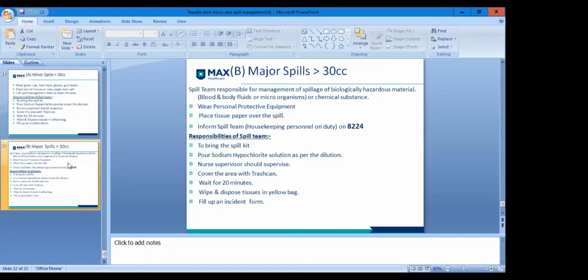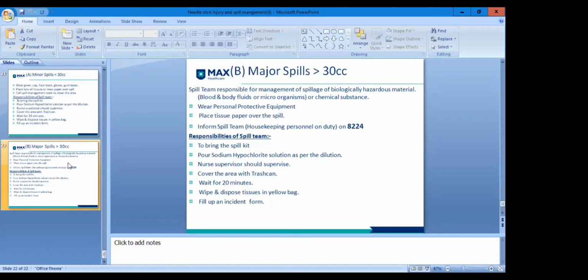You should always wear personal protective equipment. Whenever a major spill happens, place tissue paper or whatever absorbent material you have on the spill and inform your spill team. Also restrict the area with chairs, or put up a board saying a spill has happened, so that the spill does not expand to much of the area. You should also inform anyone close to the spill that a spill has happened and they should not cross that area.